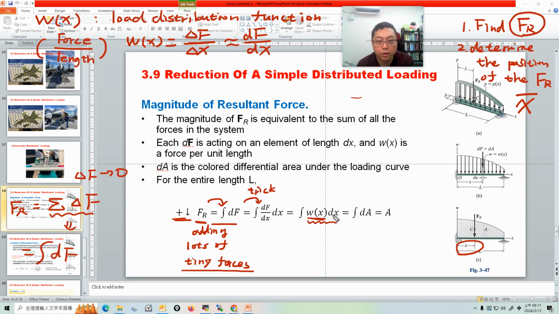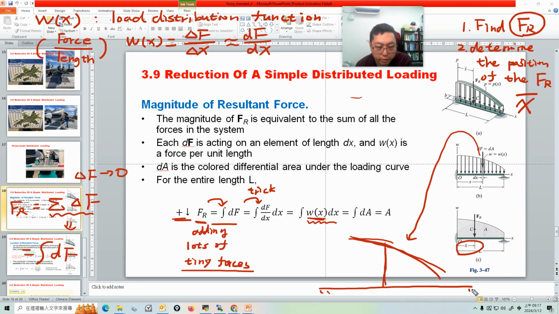And what does this mean? Let's cut a slice of this area and zoom in on it. Here we have x, and here this point is x plus dx, and the height here is w(x).